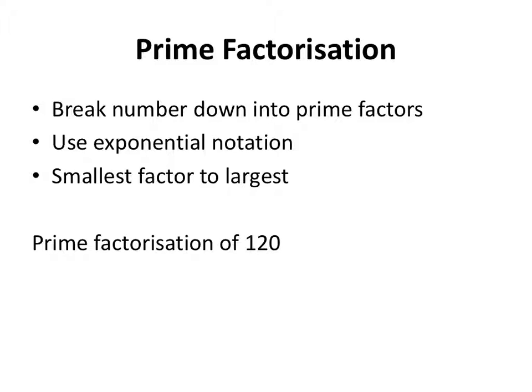So let's consider a prime factorization of 120. I notice that 120 is divisible by 10 because it's got a 0 at the end. So I might start out thinking of this as 10 multiplied by 12. Neither of those is a prime number, so we're going to break them each down a little bit more. 10 is 2 multiplied by 5, and 12 is 2 multiplied by 6.